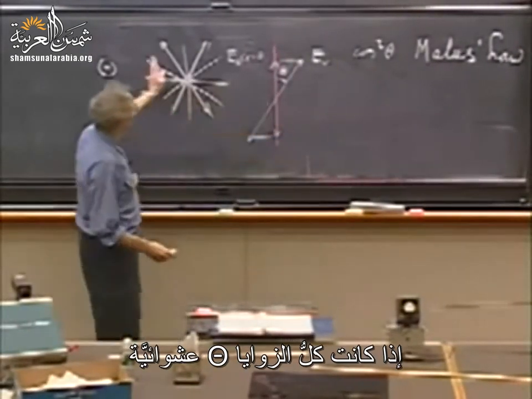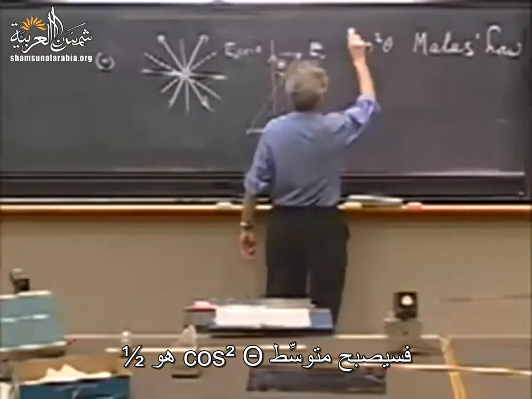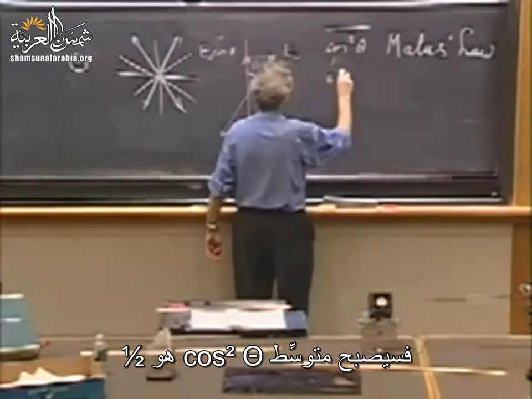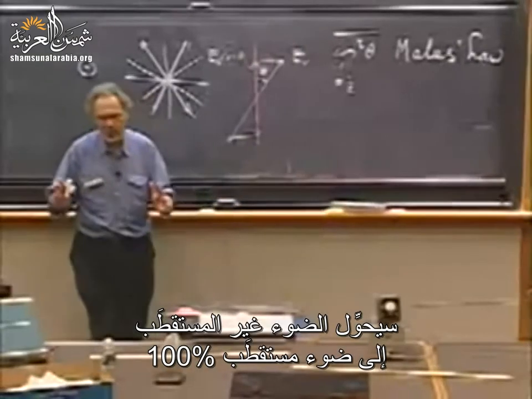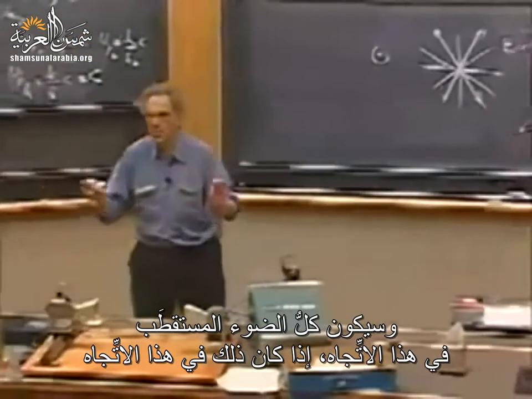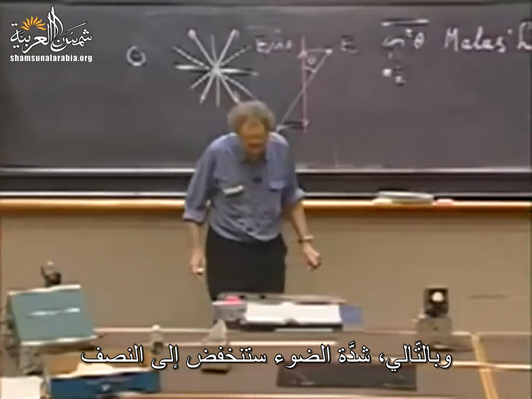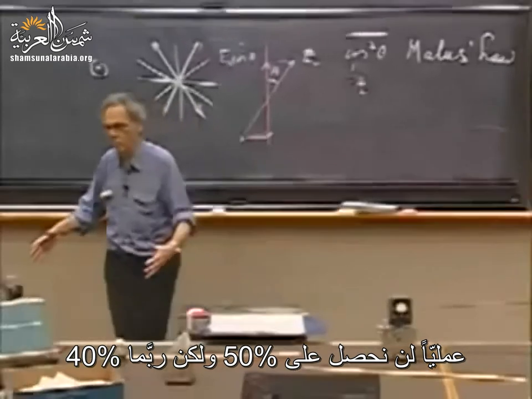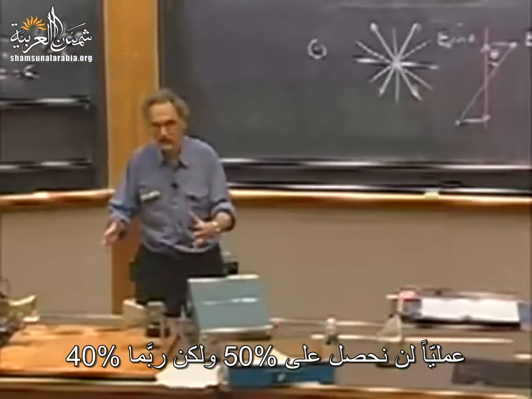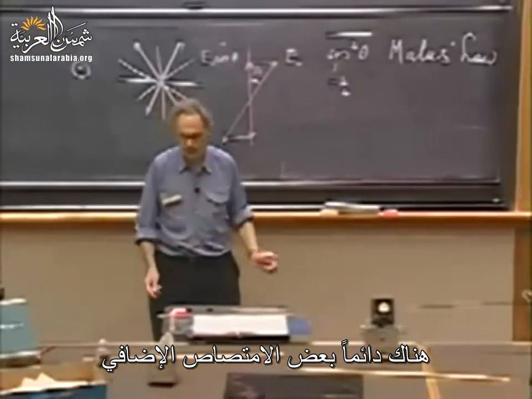Now, if all angles are present, randomly angles of theta, then the average value of cosine squared theta becomes 1/2. So for an ideal polarizer, now they don't exist, but an ideal polarizer would turn unpolarized light into 100% polarized light, all in this direction, and then the intensity of the light would be half of the incoming one. In practice, however, you may not get 50%, but you may get 40%. So there's always some additional absorption.